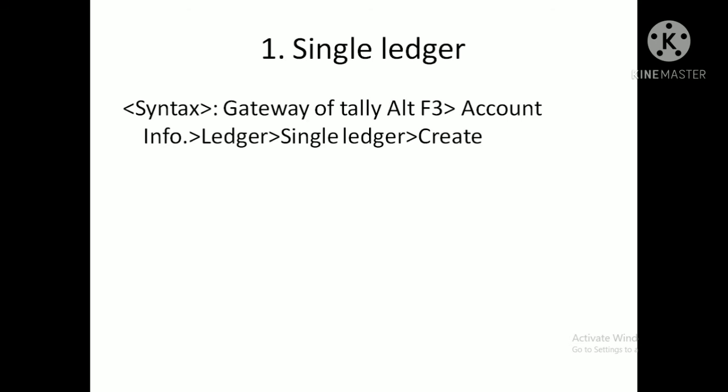In that, as already discussed, we have two options. The first one is single ledger. What is the command for creation of a single ledger? Go to the Gateway of Tally screen by pressing Alt F3. Then select Account Information, and from that select the Ledger option. Since we are creating a ledger now, select ledger. From the ledger screen, select single ledger, and from the single ledger, select create, because we are creating the ledger.